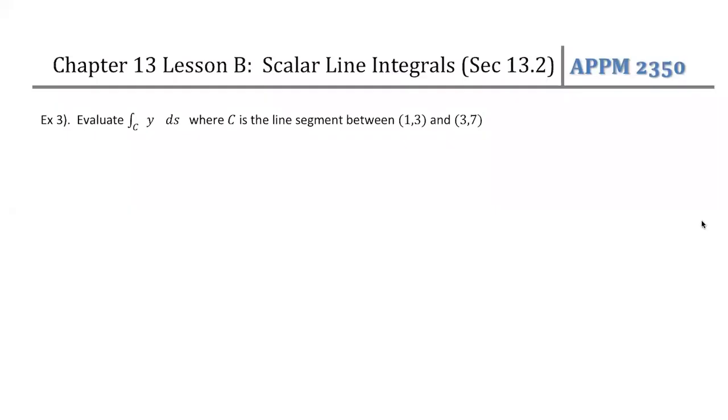Okay, so let's have you try this scalar line integral. Here we're just evaluating y ds, where C is the line segment between these points. So go ahead and put this on pause and see what you can come up with.